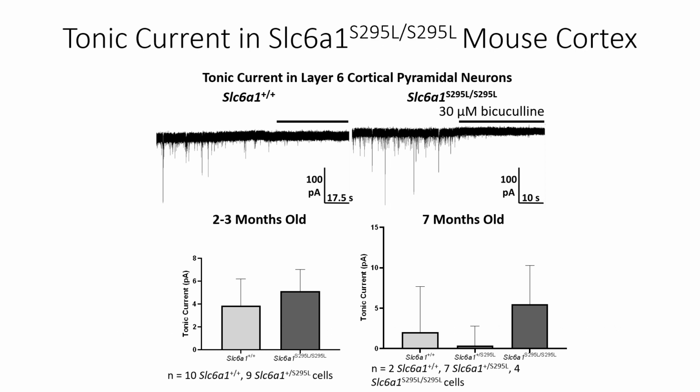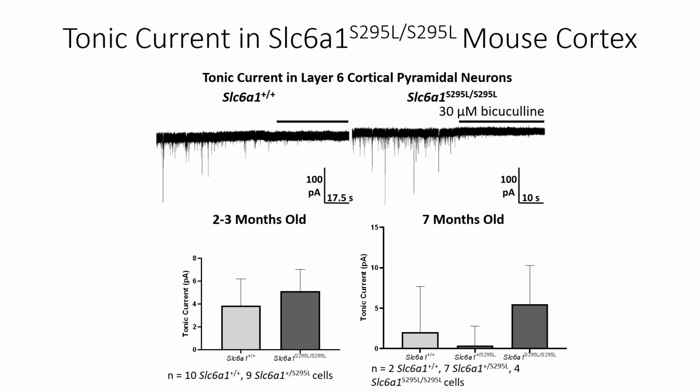I also looked at tonic currents, and I looked in the cortex, where there's typically no tonic current present. In the homozygote, I did not observe a tonic current. At 2-3 months old, I measured a pretty significant number of cells, and I didn't see a significant current in the homozygous mice. I also looked at a later time point. Some of the data in our lab suggested that as these mice get older, they perhaps start exhibiting a tonic current, and we thought that this would emerge if we looked at older mice.